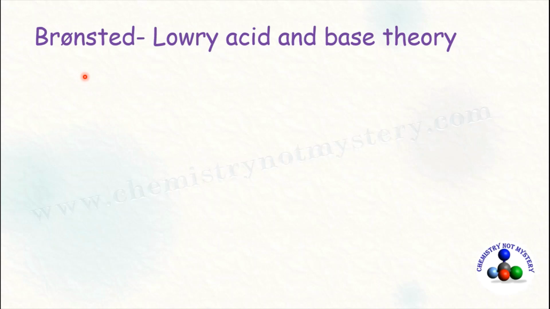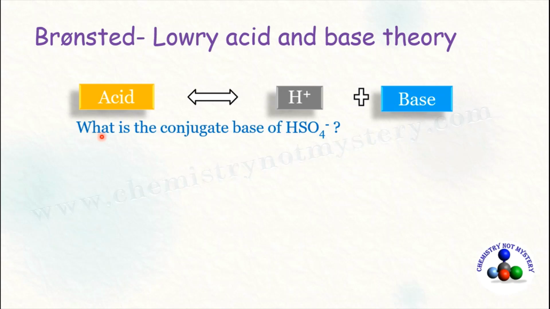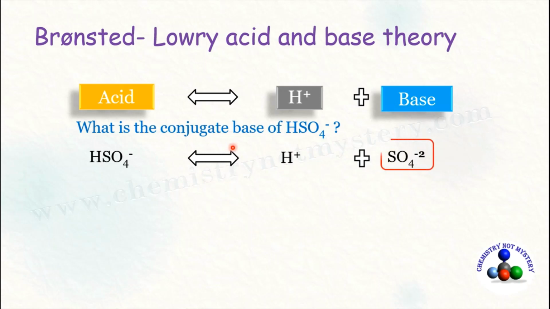So we have learned according to Bronsted Lowry theory, an acid gives H plus and forms a conjugate base, and a base accepts H plus and gives a conjugate acid. So for example, if I ask you what is the conjugate base of HSO4 negative? Here HSO4 negative acts as an acid. When it dissociates, it donates H plus ion and forms SO4 2 negative. This SO4 2 negative will accept H plus. So your answer will be SO4 2 negative is the conjugate base of HSO4 negative.